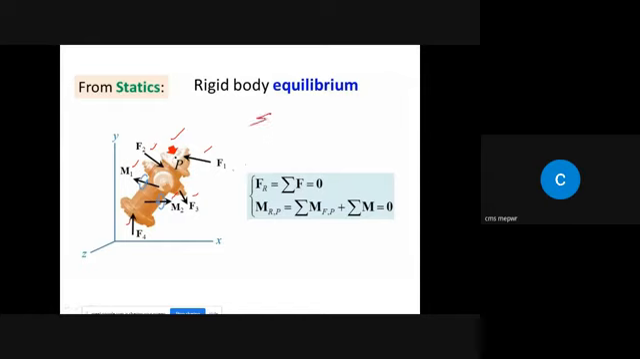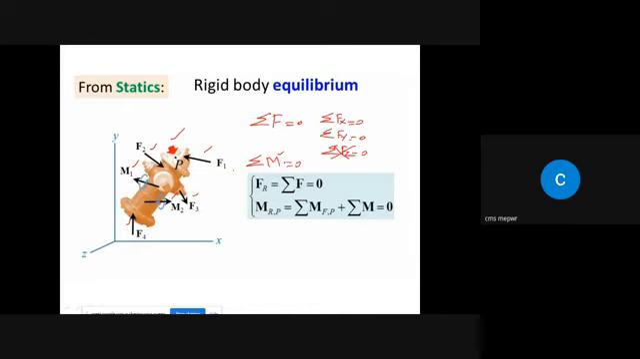if you remember, the summation of all forces acting on this object should be equal to 0. And remember, that includes Fx equal to 0, Fy equal to 0, and if it is a 3D case, then Fz should be equal to 0. If it is 2D, then this term will not be here. Then the summation of all moments about any arbitrary point should be equal to 0.